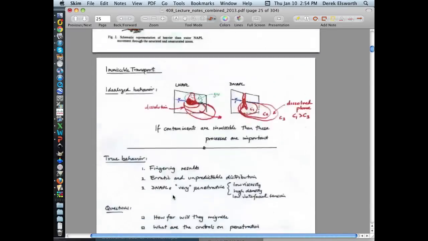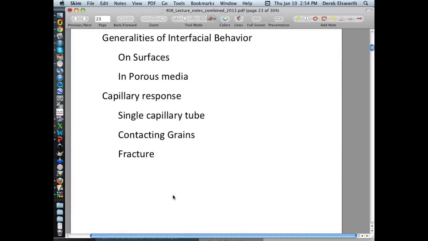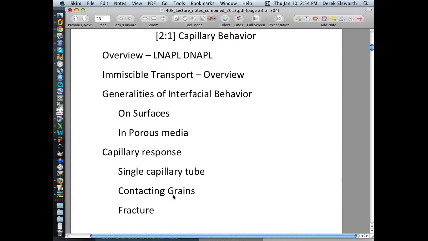So we'll have a variety of different questions we want to ask. So that's kind of where we're going with this. So the first behavior in this zone that overlays the water table is controlled by capillary behavior, capillarity. We've talked about what these look like.